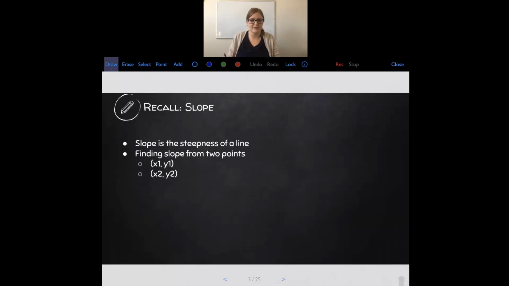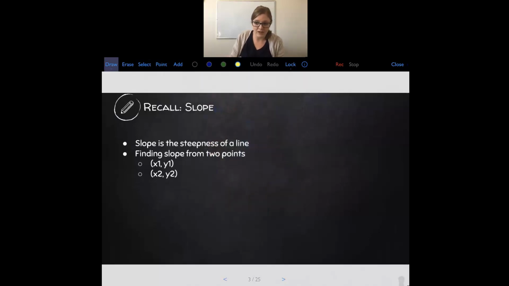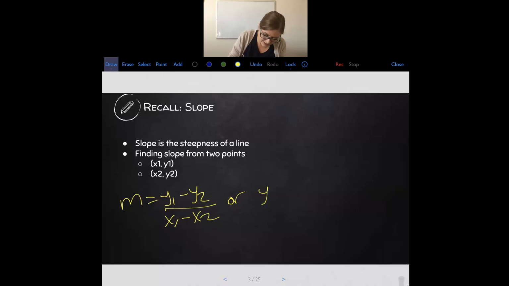So recall slope. Slope is the steepness of a line. If you're given two points, let's say (x1, y1) and (x2, y2), you can calculate the slope by calculating the change in y divided by the change in x. So here's what it looks like as a formula: y2 minus y1 over x2 minus x1. You take the difference of the y values divided by the difference of the x values. You just have to subtract in the same order for both.